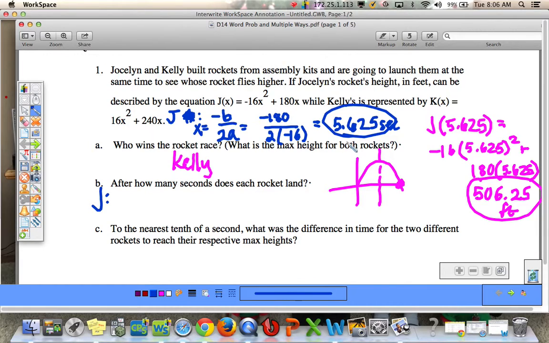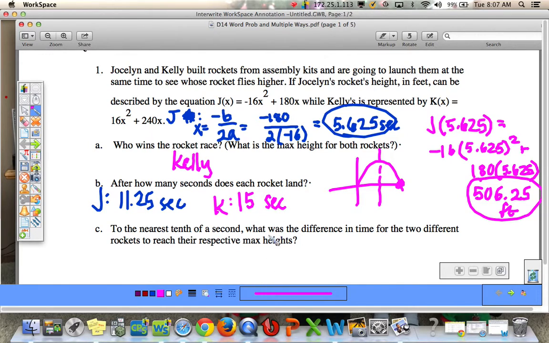So if we do that, let's multiply that by 2. 5.625 times 2, 11.25. So there's Jocelyn, 11.25 seconds. And for Kelly, hers took 7.5 seconds. So if we multiply 7.5 times 2, we'll get 15 seconds to hit the ground, or to land.